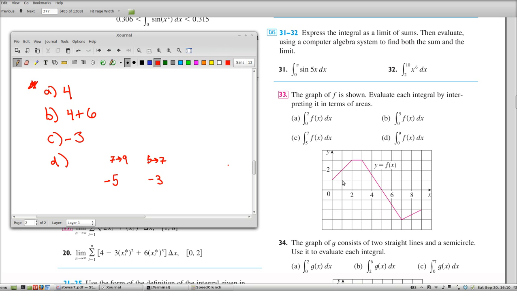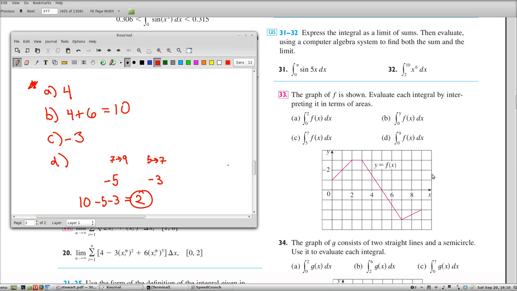Okay. And from 0 to 5, that's the positive part. That's what we got as an answer for B, so that's equal to 10. So the final answer for D is 10 minus 5 minus 3 equals 2. So that's the answer to D.